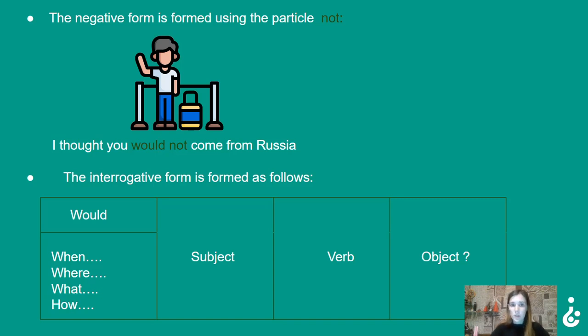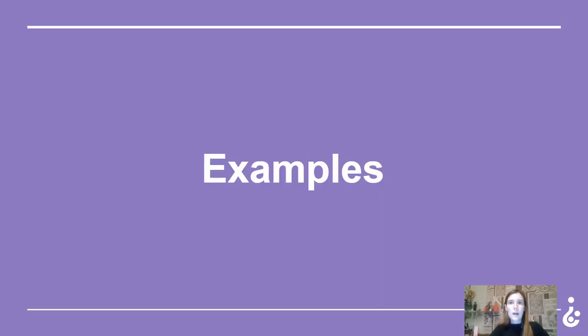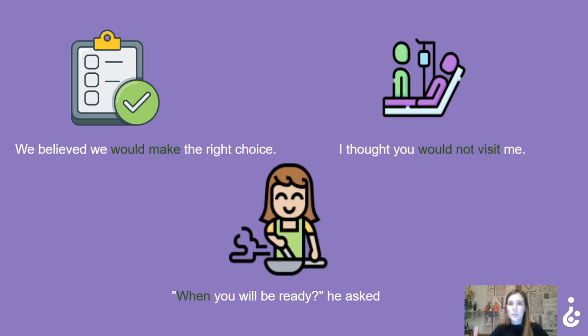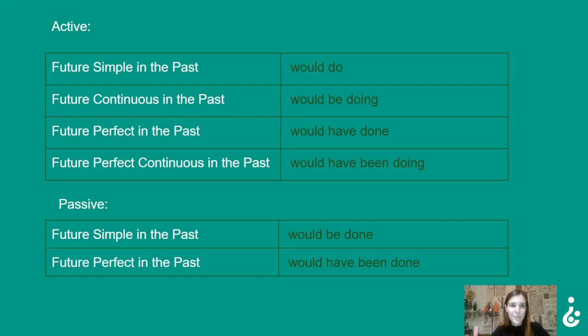The interrogative form is formed as follows: what, when, where, how, subject, verb, object. Now let's look at some examples. We believed we would make the right choice. I thought you would not visit me. When will you be ready, she asked.